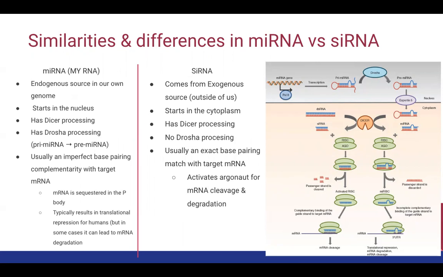miRNA and siRNA have different sources. And so the way I like to think about it is, one comes from within our genome, one's from outside. The way I like to think about it is miRNA is my RNA, so it comes from within our own genome. Whereas siRNA, I have another acronym for it, but it's a lot more complicated. So we'll just stick to this for now.